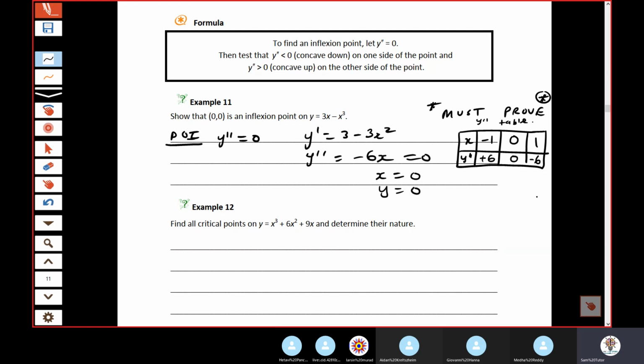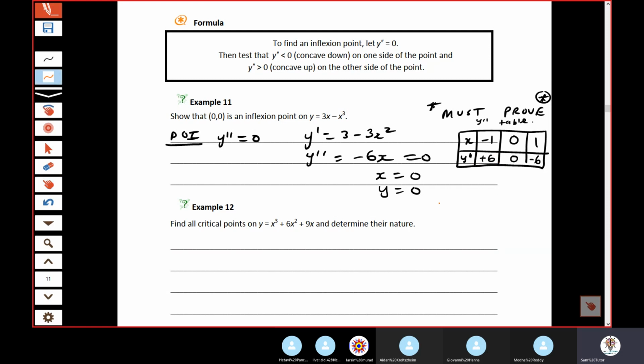Let's recap. What did it mean when y double dash was positive? Minimum. What did it mean when y double dash was negative? Maximum. So what happened in between them? An actual point of inflection. Because you just proved that before it there was a minimum and then it became a maximum, that means somewhere in the middle must have been a point of inflection. And that's what we mean by proving it.